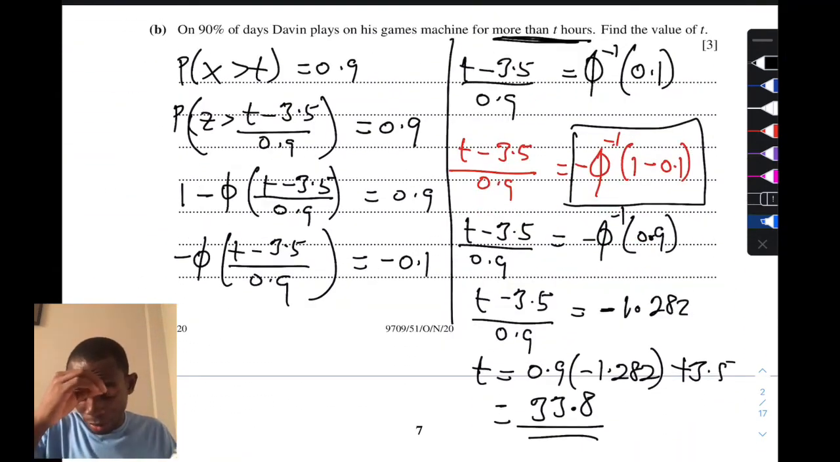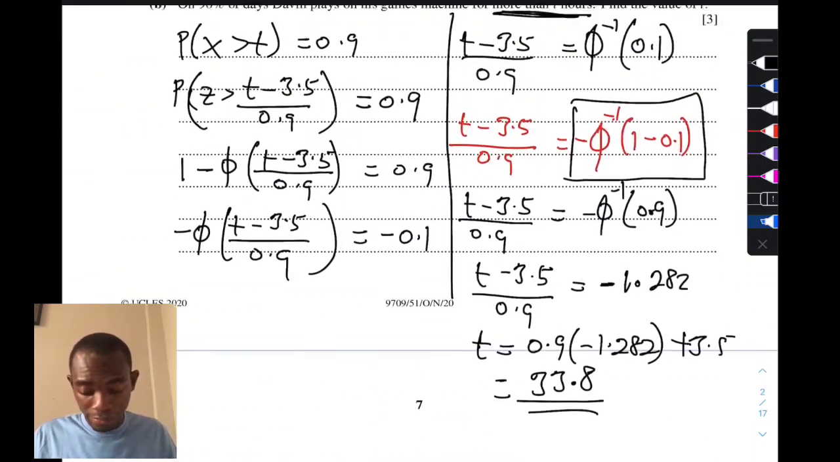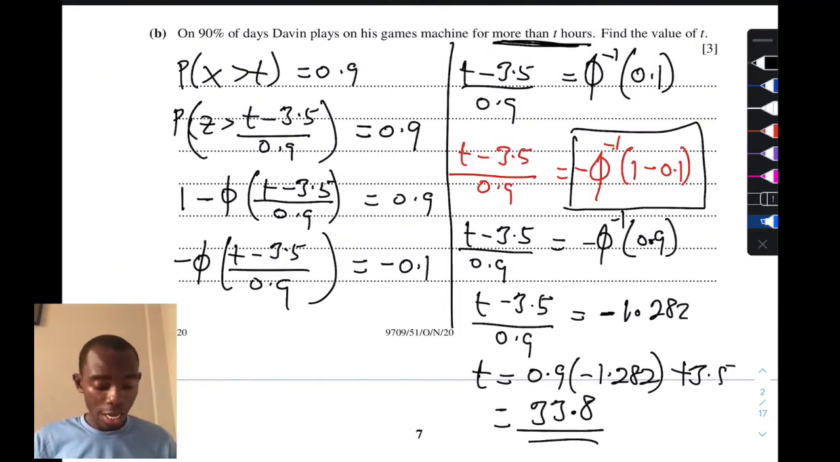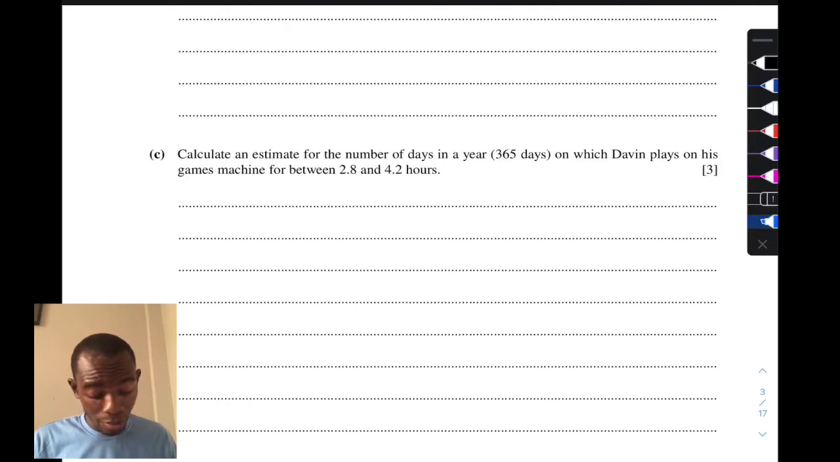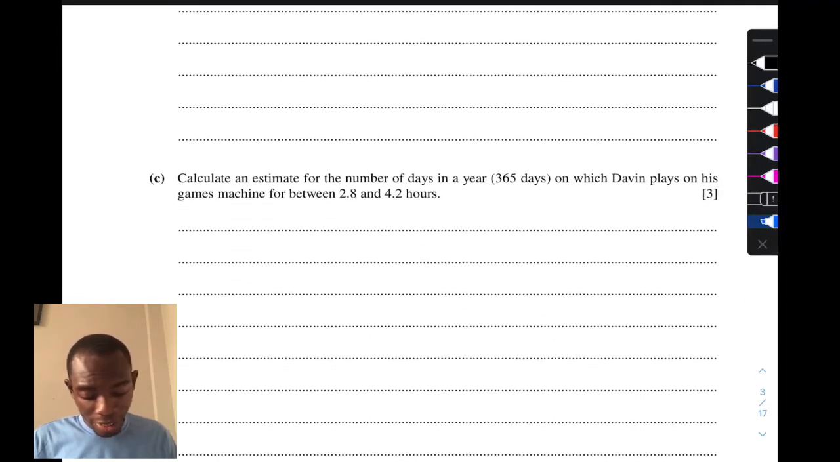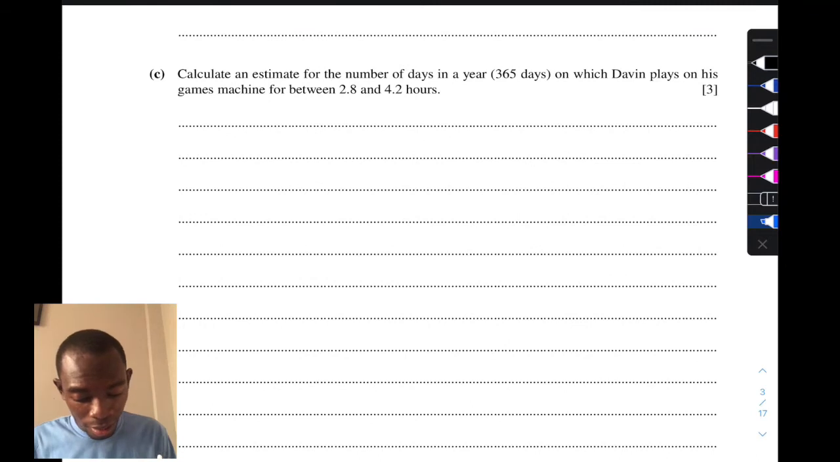I was writing this way, but in the exam, you have a lot of space for that. Okay. So the next question that we want to look at is the C part. We are not done. The C part says calculate an estimate for the number of days in a year, and they are very specific. Cambridge doesn't give those confusion things.